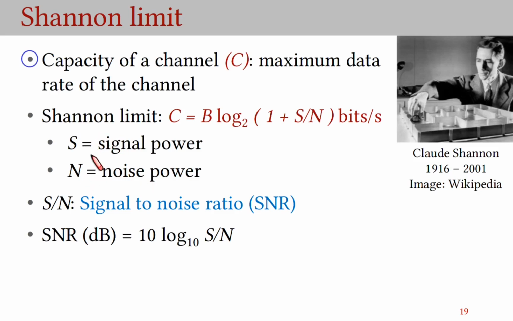This ratio of signal to noise is very common, and it's usually given in decibels. So this S over N has another symbol, SNR. So SNR in decibel is 10 times log base 10 of this ratio of signal to noise power. And by the way, this unit, decibel, is in honor of Alexander Bell, who invented the telephone.